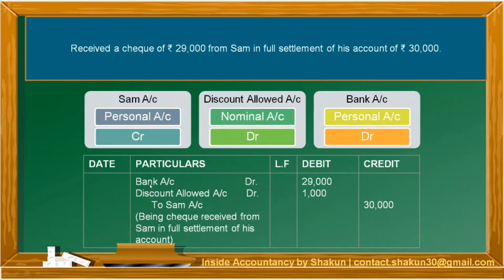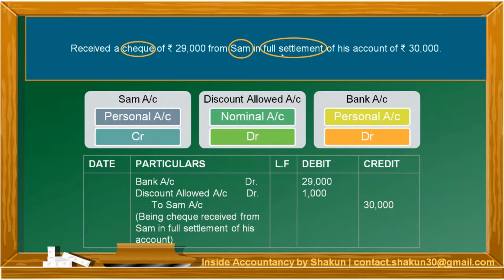Moving on, received a check of 29,000 from Sam in full settlement of his account of 30,000. Now we are receiving a check. Since we are receiving a check, our bank is the receiver, therefore debited. Sam is the giver, therefore Sam being a personal account is credited.